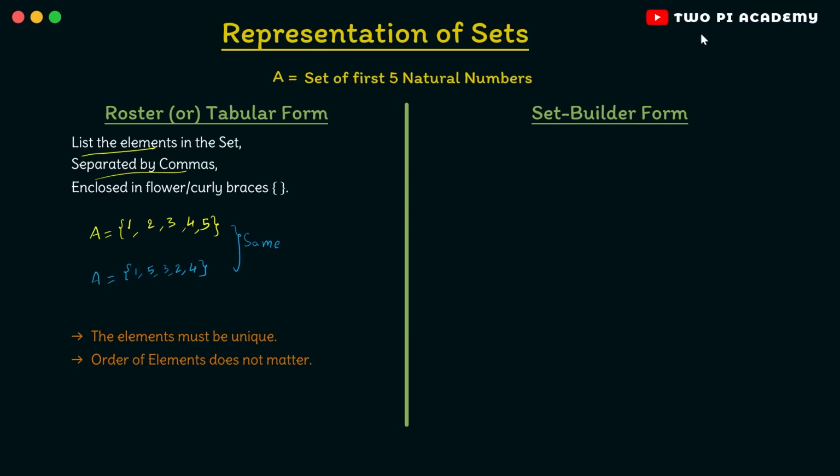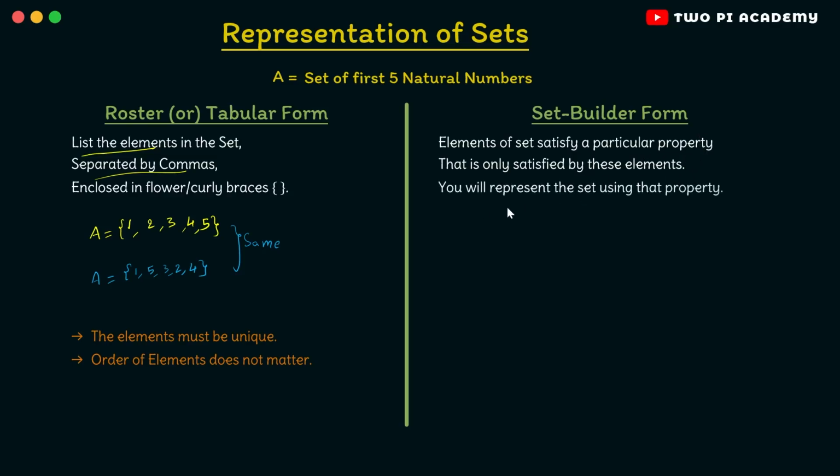Now let's move on to the set builder form of the set. Here, as the name says, it is the set builder form. Here, instead of listing the elements directly, you will create a builder of the set. How you will do that is the elements of the set will satisfy a particular property that is only satisfied by these elements. That is, any element outside the set will not satisfy this property. You will represent the set by using that property.